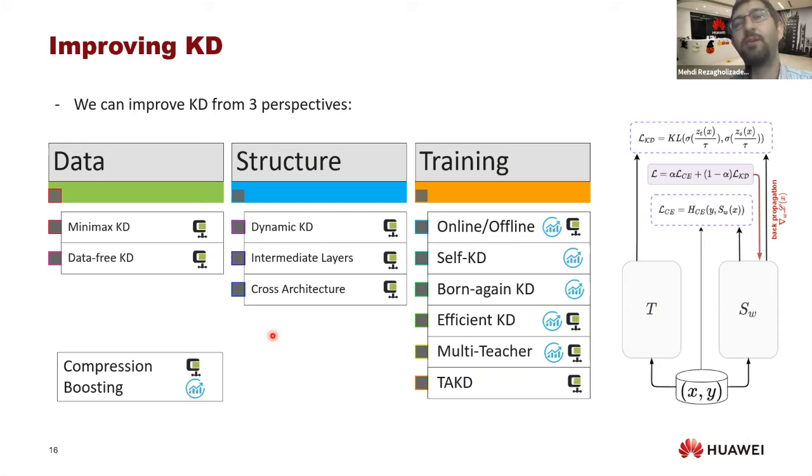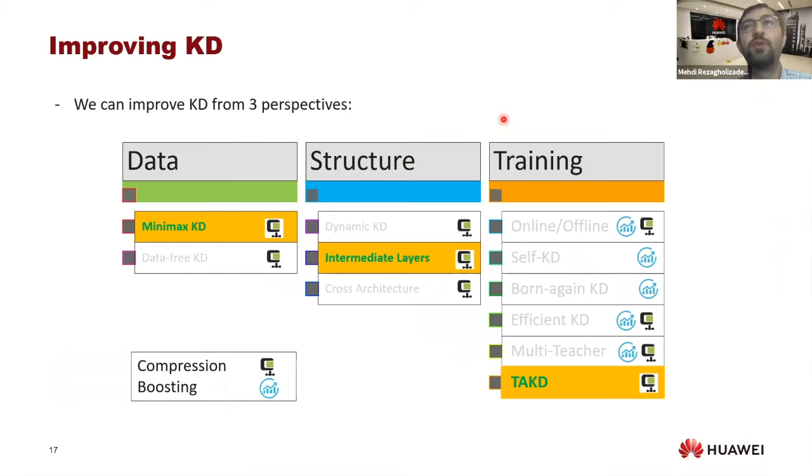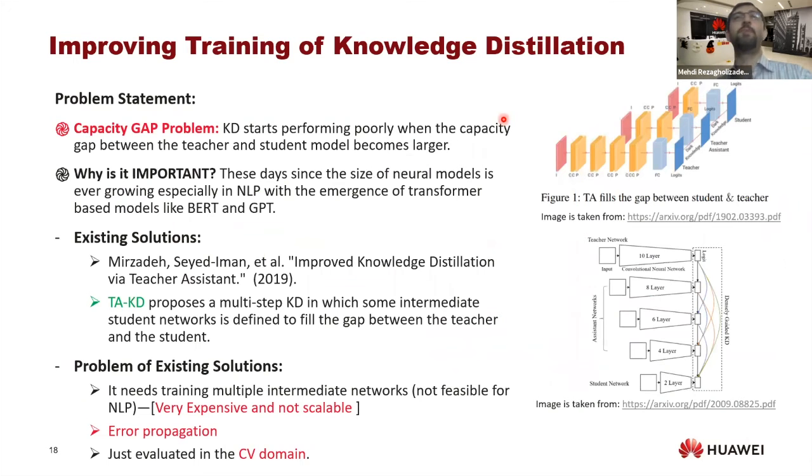I divided it into these three pieces because the training pipeline of knowledge distillation is composed of these three components. We have data, we have the model and the structure of the model, and also the training, the loss functions and training objectives. So I'll start from the training part, and then I'll go to data and then the structure. For training, one particular problem that I mentioned two slides ago was the capacity gap problem.